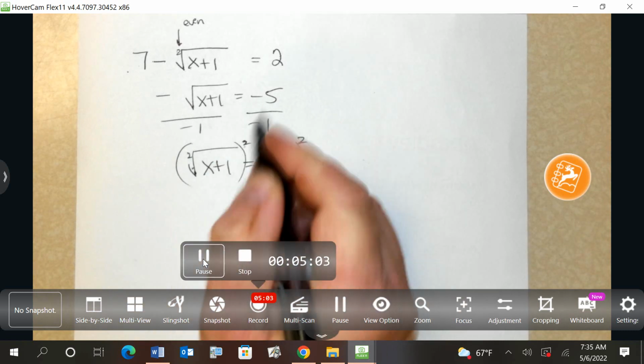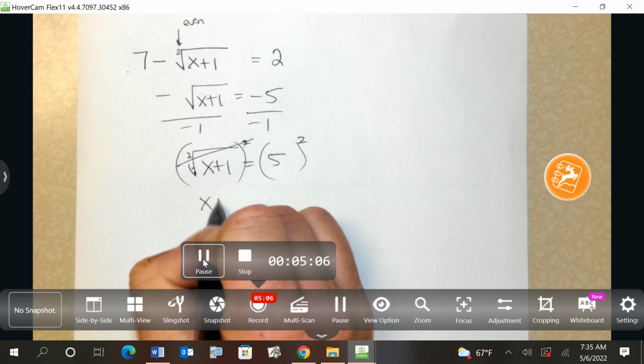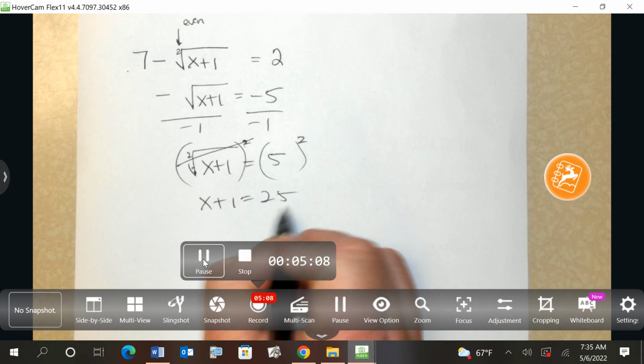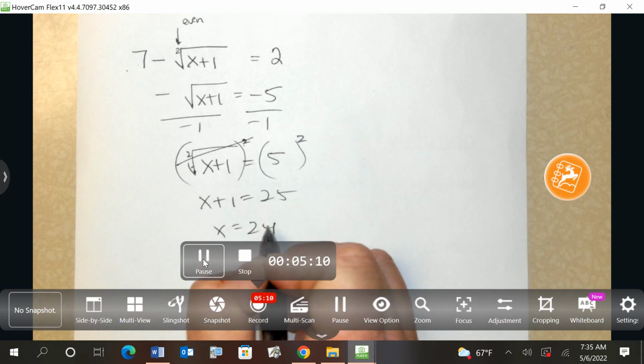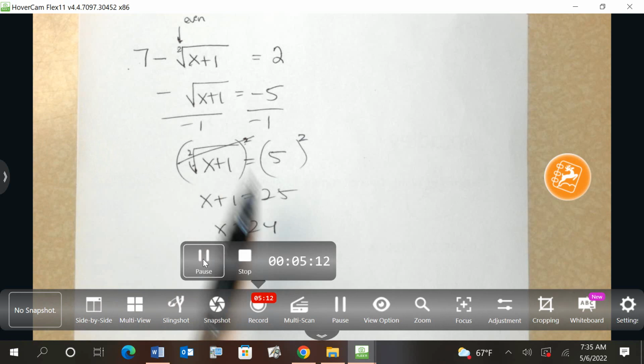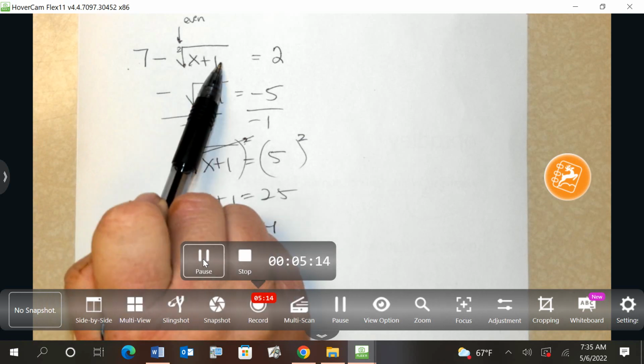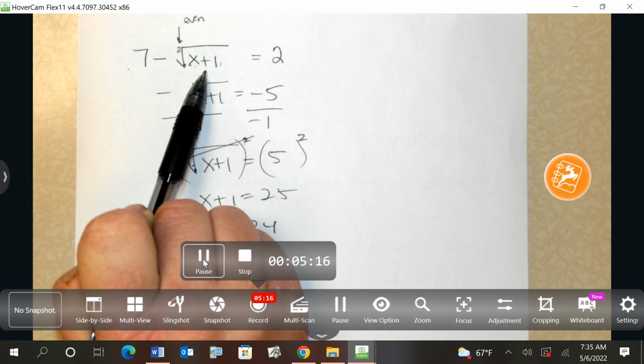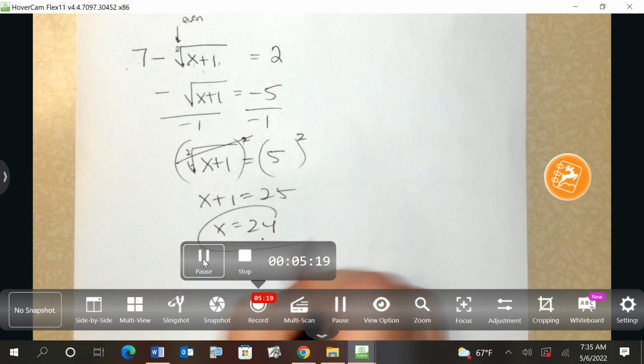Opposite of square root is a square, and they simplify to a 1. I subtract 1 to the opposite side, and now I have to check for extraneous solutions. So let's try it. 24 plus 1 is 25. The square root of 25 is 5. 7 minus 5 is 2. That works.